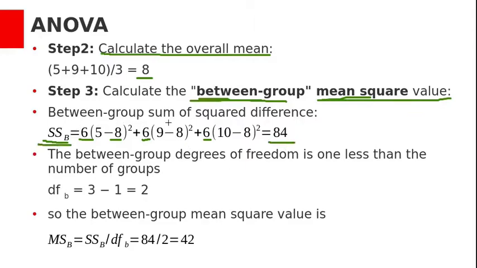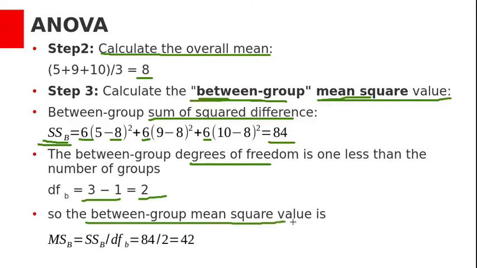Here we calculated the sum of squares, but we need the mean square, so we need to divide it by the degrees of freedom. Here we have 3 groups, so the degrees of freedom will be 2. The between group mean square value will be the between group sum of squares divided by degrees of freedom. Here it is 84 by 2, that is 42. This is the between group mean square value.